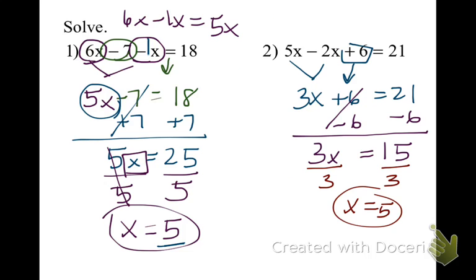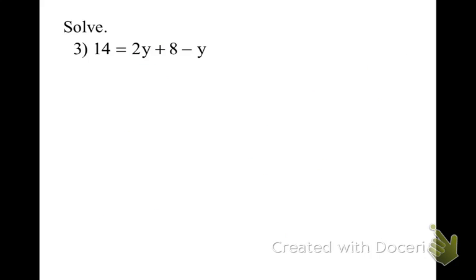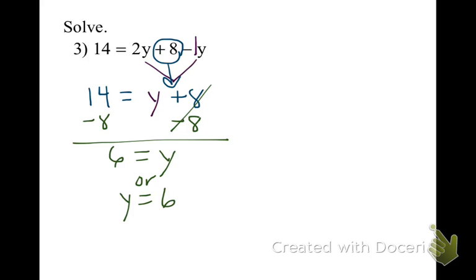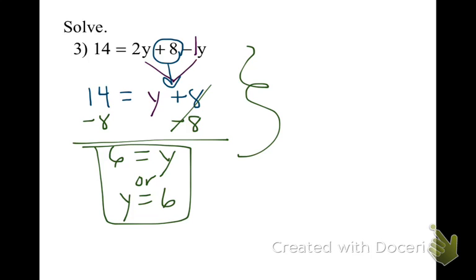Now if you're doing number 2 on your own, this should have been your work, and x is equal to 5 should have been your answer. Now go and try to solve number 3 on your own. If you're working this out at home, you should have done these steps, and you should have had y equals 6, or 6 equals y, as your answer.